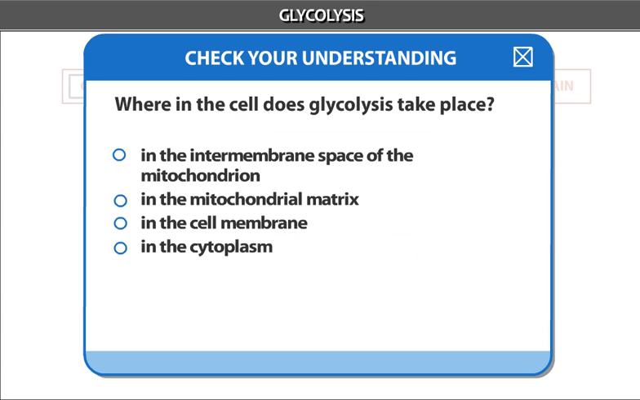Where in the cell does glycolysis take place? In the intermembrane space of the mitochondrion, in the mitochondrial matrix, in the cell membrane, or in the cytoplasm? The correct answer is in the cytoplasm.